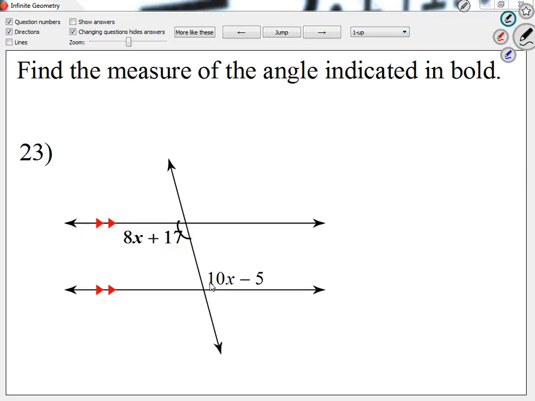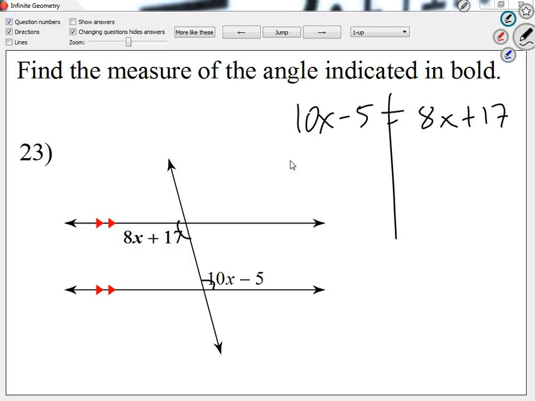I notice that these two angles are alternate interior. So I'm going to let them equal each other. Let me just write 10x minus 5 is equal to 8x plus 17. Some of you might wonder, which angle do I write first? Do I write the 8x plus 17? Do I write the 10x minus 5? Which one do I write at the left? It doesn't matter. In my case, I write the one with the bigger x because I like to deal with positive signs, but it doesn't matter.